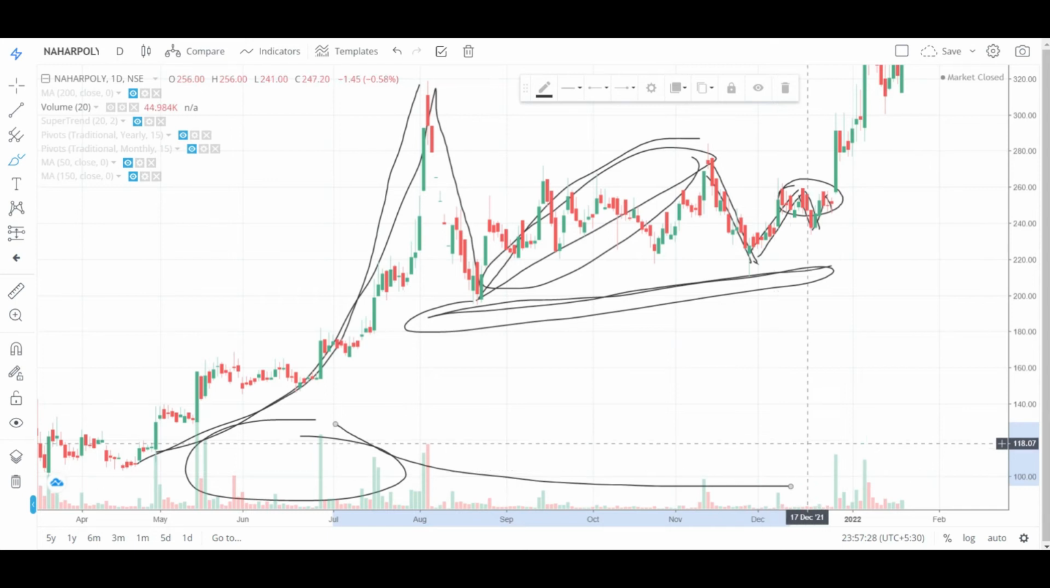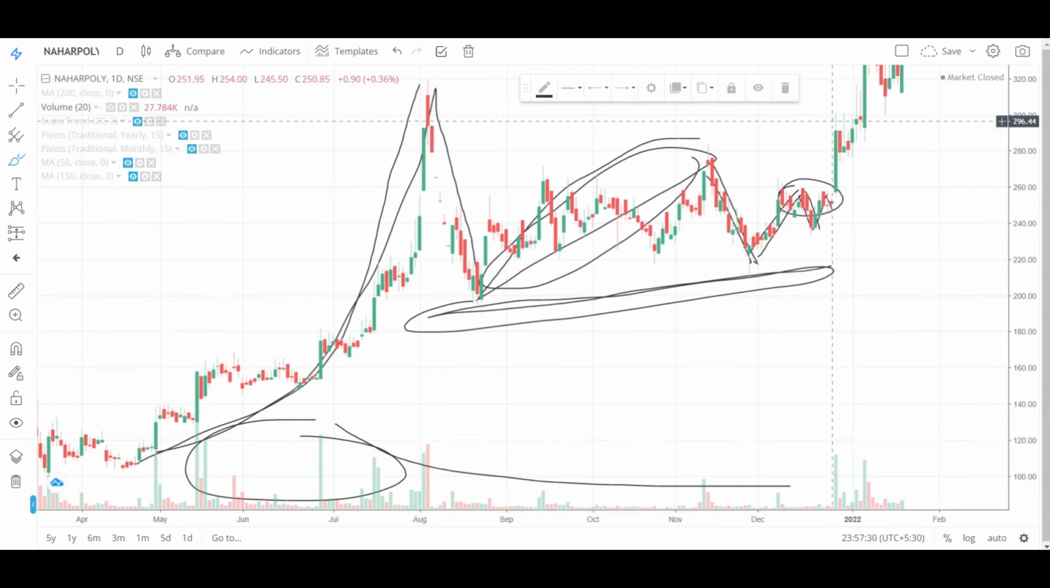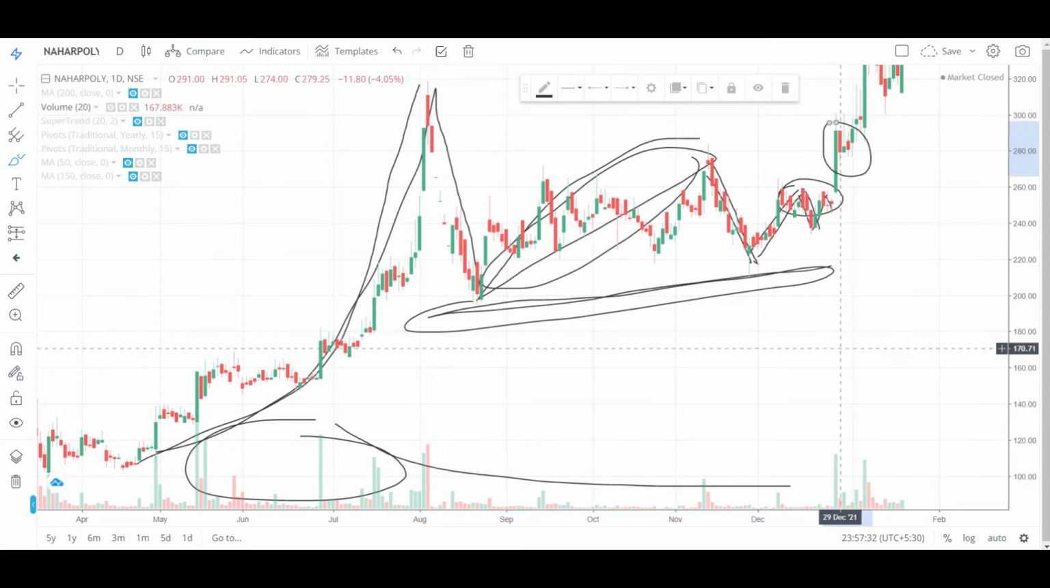Finally there was this breakout, and you can see the volume also. So this is the confirmation to enter the stock. This huge volume breakout gives you the confirmation that you can enter the stock now.